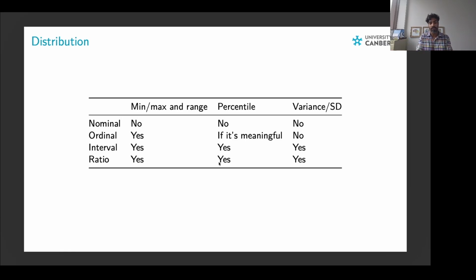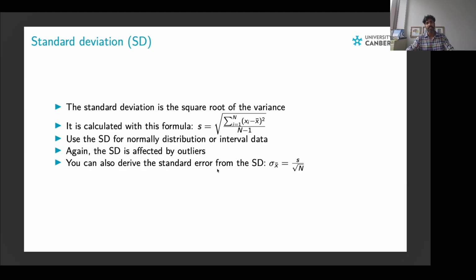For example, interval and ratio are continuous measures, so you can have minimum, maximum, percentiles, and the variance and standard deviation of the spread of that data. So for interval and ratio, it's yes for all of these. For nominal, it's categories with no inherent order, so it doesn't make sense to have min and max on categories, or percentiles or variances. That's why it's all no. For ordinal, you can have min and max to get the first and last rank, and percentiles if it's meaningful, but not really standard deviation or variance, because the difference between the categories could vary quite a lot.